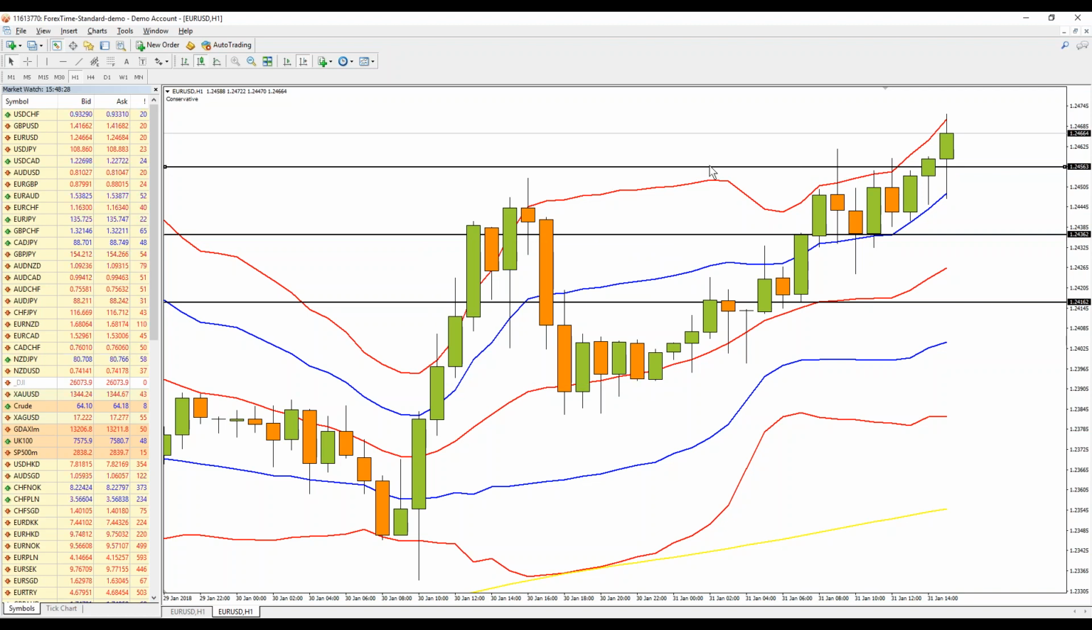So that's more or less a 1-to-1 risk reward. But you can obviously calculate it by subtracting the close and the low price and adding it to your entry price. Excellent.